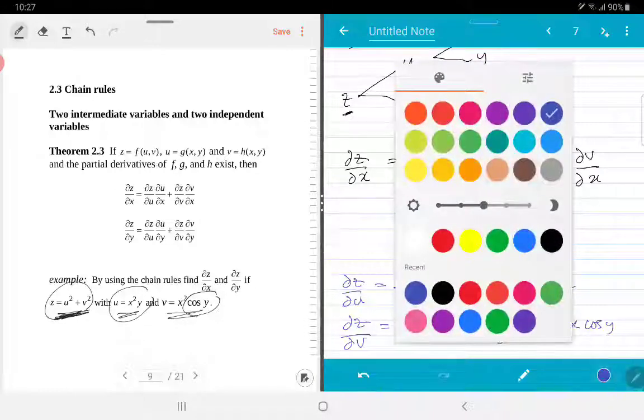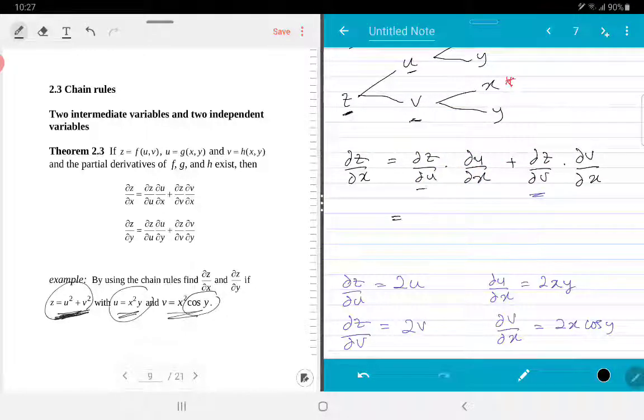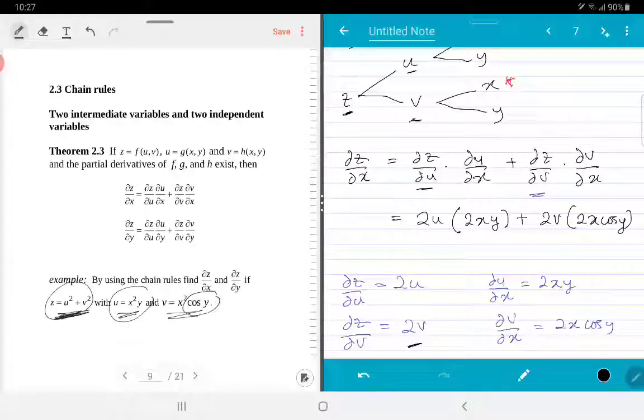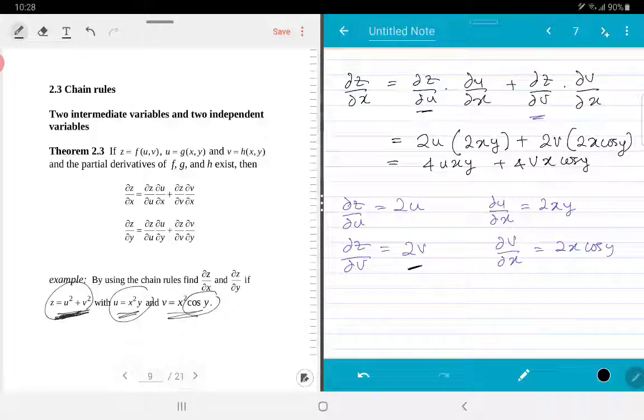And now we're going to put everything together. So the first term is partial z, partial u, which is 2u, multiplied with partial u, partial x, which is 2xy, plus the second term, we have partial z, partial v, which is 2v, and partial v, partial x, which is 2x cos y. So simplify this, we get 4uxy plus 4vx cos y.